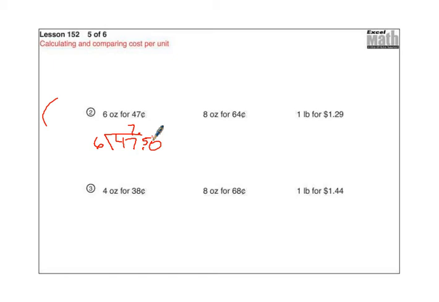6 into 50. 9? No, 8. 8, thank you. So this is 7.8. I'm not going to go any further than that for right now. 8 into 64, right? 64 divided by 8 is? 8. Which one's better so far, A or B? A. This is 7.8 cents. That's 8 cents, right? Okay, 1 pound for $1.29.